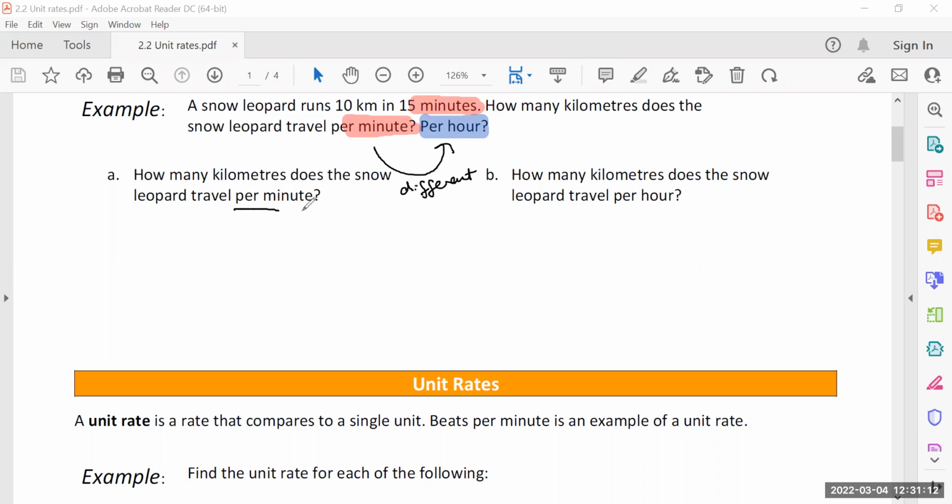Let's start with per minute. How many kilometers? Well, here it is. Let's write it like this. I have 10 kilometers compared to 15 minutes. And the goal is to turn this into a unit rate. That is, how many kilometers would it be if I were to compare it to every one of these units? Again, it could be a minute, it could be an hour, it doesn't matter. So how do we go from here to here?